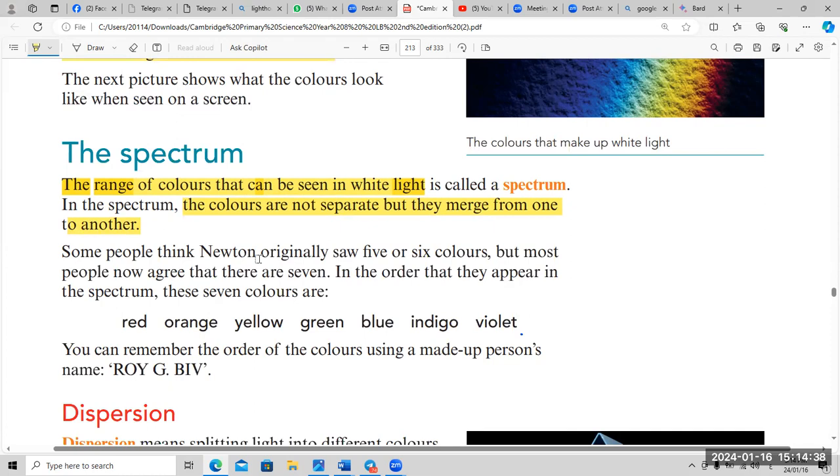Some people think Newton originally saw 5 or 6 colors, but most people agree that there are 7. Now we ask a question: how many colors are in the spectrum? We should say 7 colors in the order they appear in the spectrum. These 7 colors are red, orange, yellow, green, blue, indigo, and violet. You can remember the order of the colors using the made-up person's name, Roy G. Biv.